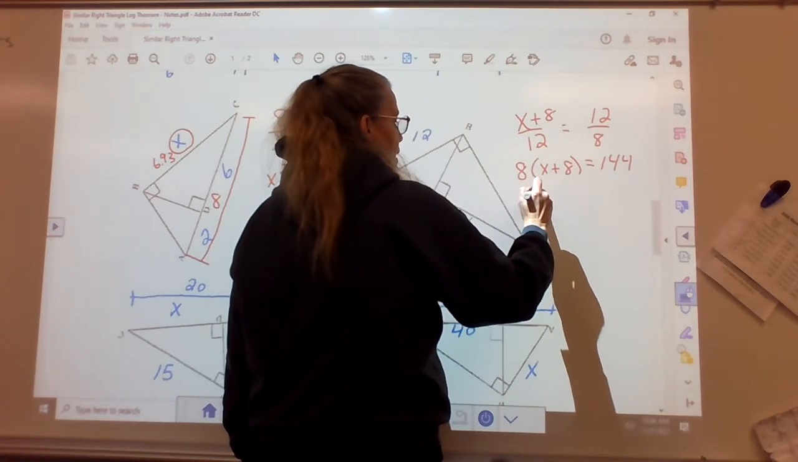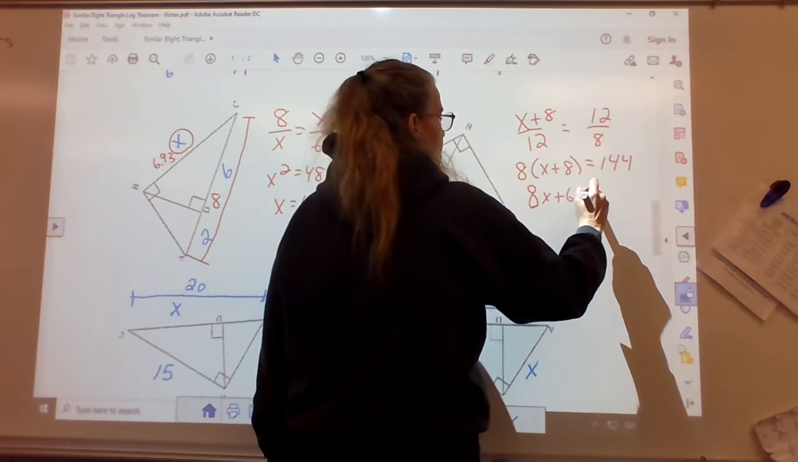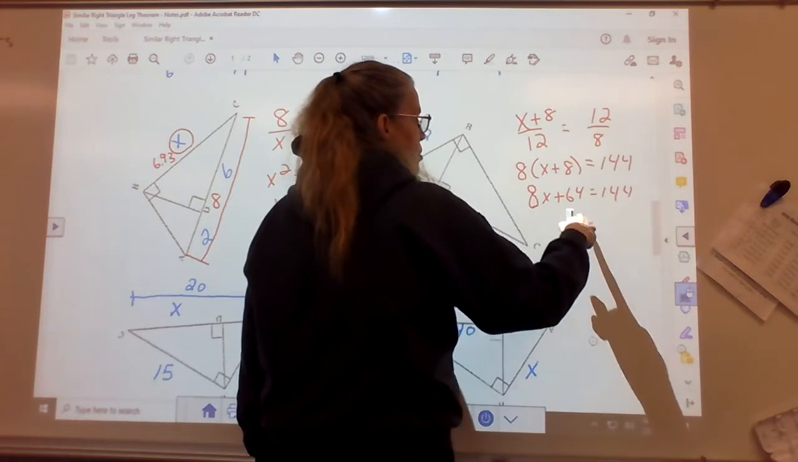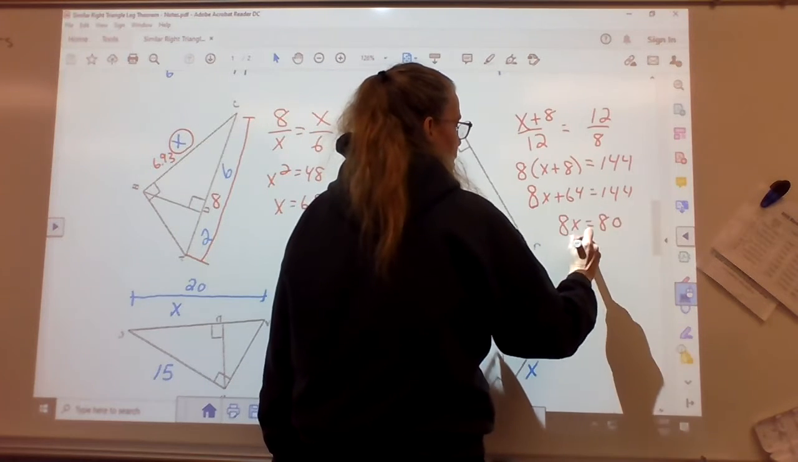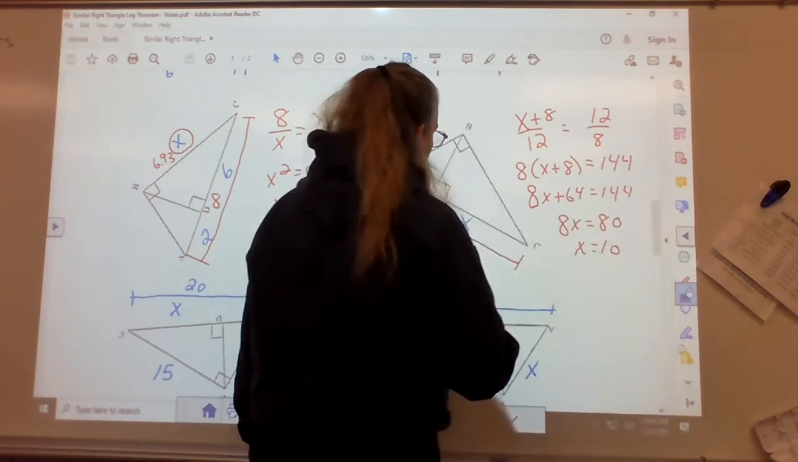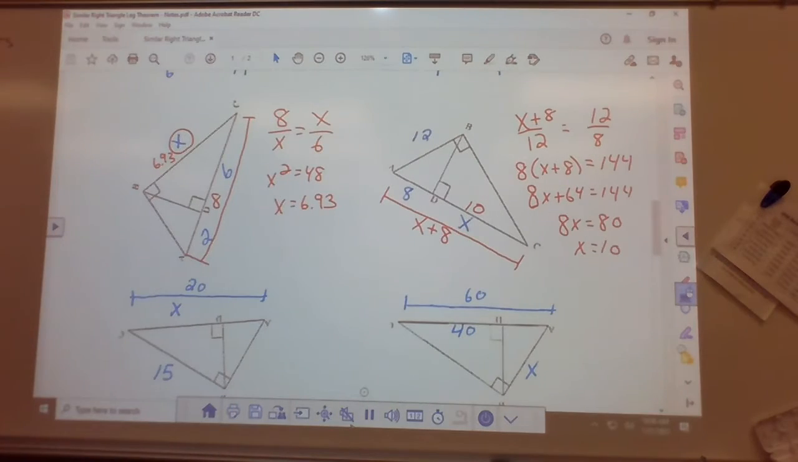Distribute: 8x plus 64 equals 144. Subtract the 64. 8x equals 80. X equals 10. So this one actually came out even. I get a 10 here. So that's my answer there.